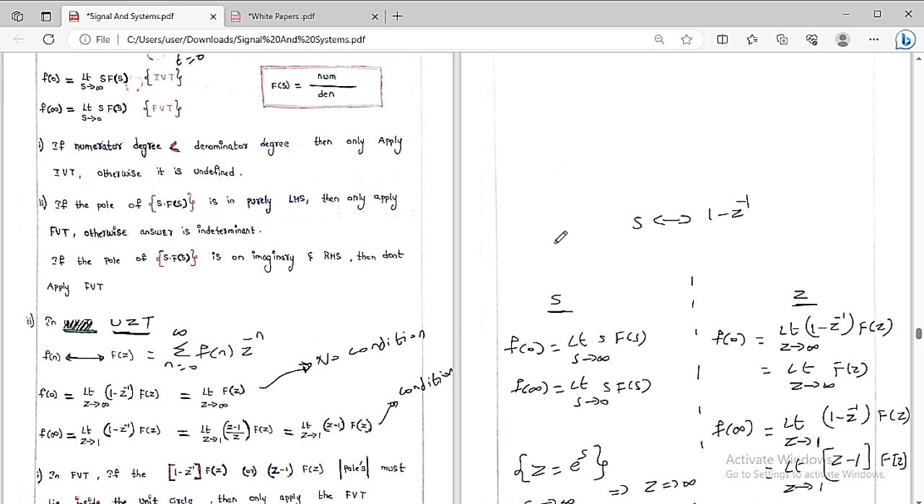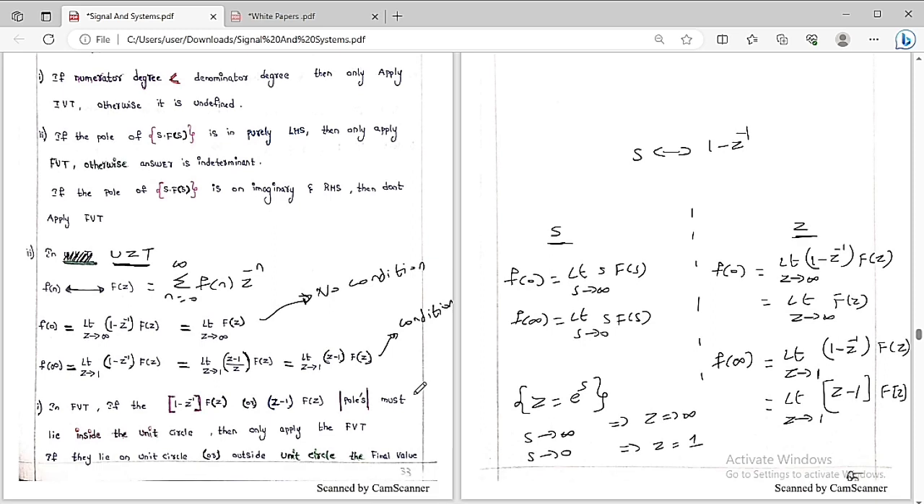In the case of the Z transform, there is no condition while applying the initial value theorem, but while applying the final value theorem there is a condition. If it is of the form (1 minus z to the power of minus 1) times F of z, or (z minus 1) times F of z, first you have to check the poles. The poles must lie only inside the unit circle, then only you apply the final value theorem. Suppose the poles lie on the unit circle or outside the unit circle, then you don't apply the final value theorem.